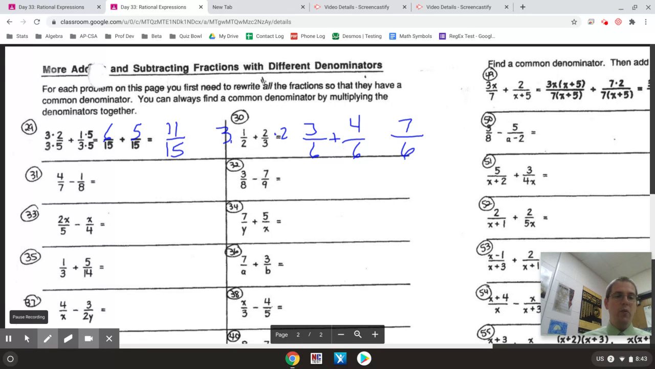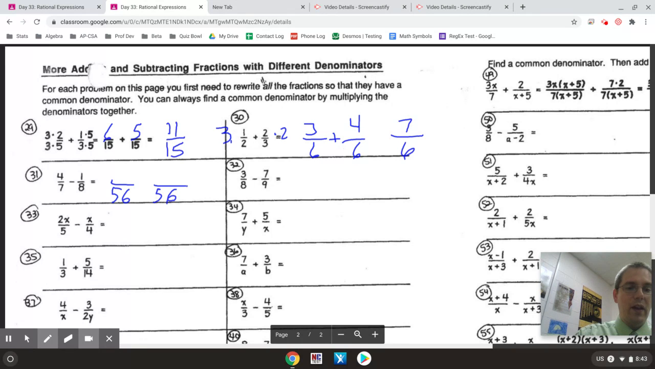Number 31, similar idea. Once again, you could start with 8. 7 doesn't go into 8, so you could just keep on going through your multiples of 8. 8 times 2 is 16. 7 doesn't go into that. 8 times 3 is 24. 7 doesn't go into that. Eventually, you'll come to 56 and find that 7 and 8 both go into 56. So that's going to be my common denominator.